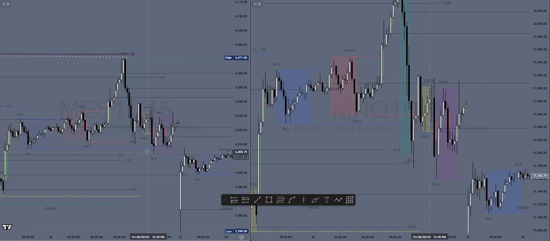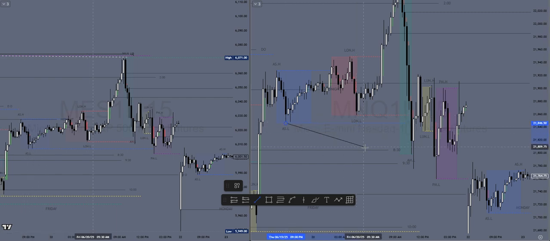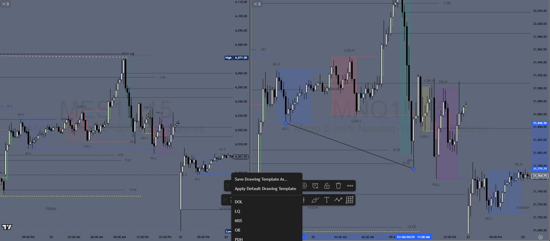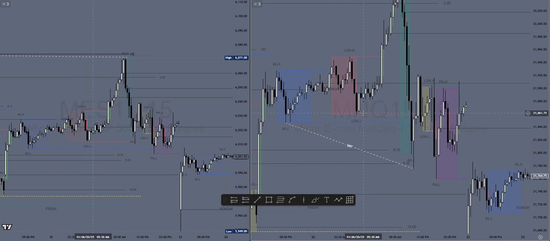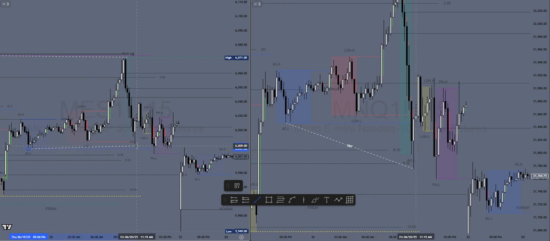As you guys can see, we ended up sweeping both London and Asia on NQ, but failed to sweep Asia's on ES. So NQ swept London and Asia's lows. ES only swept London's low, which leaves us Asia's low still available.